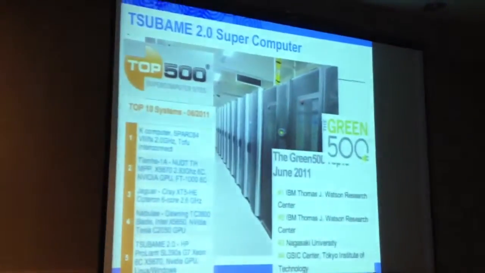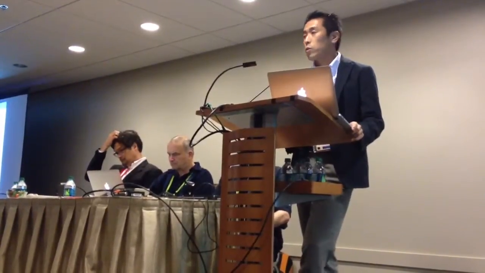We show the performance analysis on the Tsubame 2.0. As you know, the Tsubame 2.0 is characterized by having lots of GPUs. This supercomputer is ranked fifth among supercomputers, and it is very energy efficient.